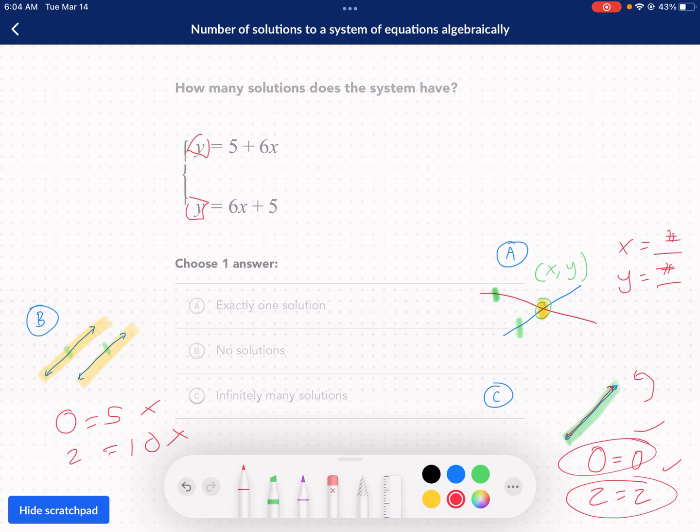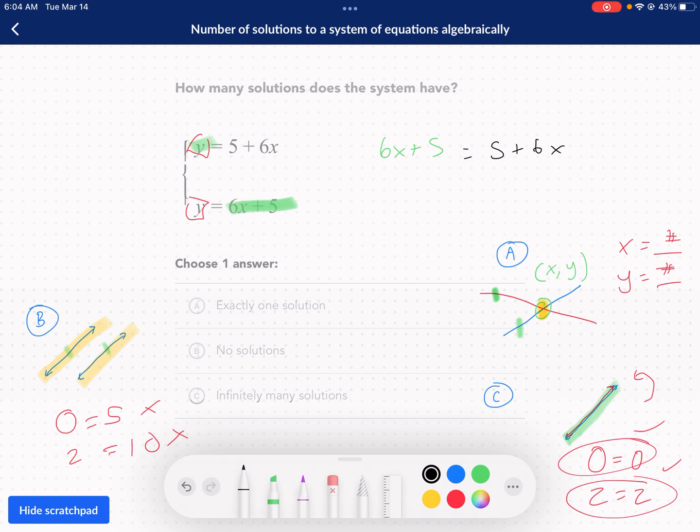We're going to just set them equal to each other. So I'm going to replace, let's highlight this, I'm going to replace that y with that 6x plus 5. So it looks like this. We have 6x plus 5, and then we're going to set that equal to 5 plus 6x.